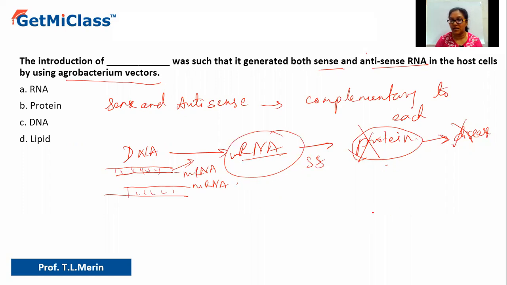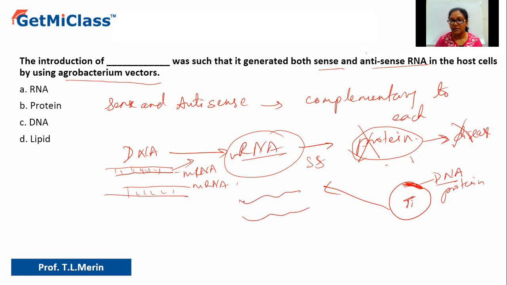But now what are we doing? We are taking the gene for this particular protein and inserting it into the vector. This gene is part of the DNA, which is within the DNA vector. This is nothing but the TI plasmid, that is tumor inducing plasmid, which has been taken from the Agrobacterium species. This will be introduced into the host, where this DNA, which has the gene for the protein, will give rise to both the strands, that is sense strand and antisense strand.